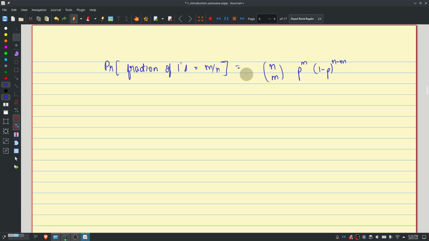Great. So then I'll leave this as an exercise. For what value of m is this quantity maximized? Sorry? I leave it as an exercise. That's not true.